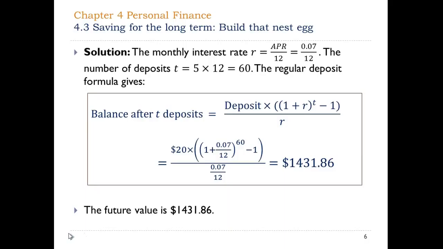The regular deposit formula gives us the balance after t deposits equal to deposit times (1 plus r to the power of t minus 1) divided by r, which is equal to $20 times (1 plus 7 hundredths divided by 12 to the power of 60 minus 1) divided by 7 hundredths divided by 12, and that's $1,431.86. The future value is $1,431.86.